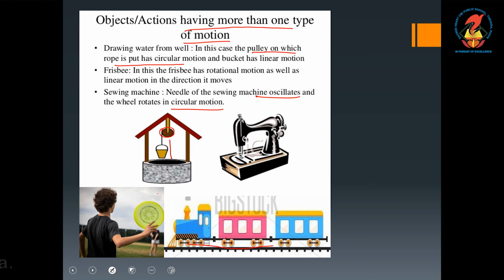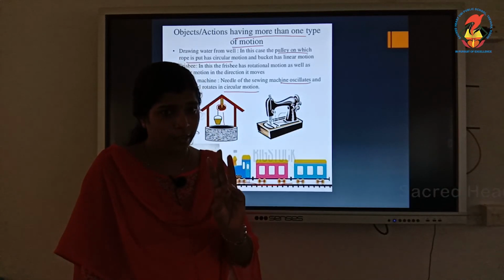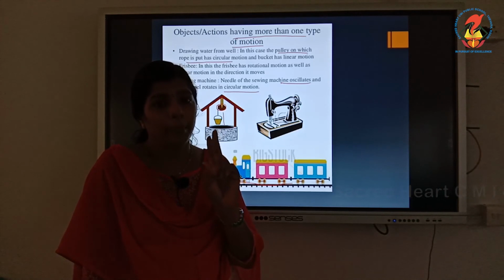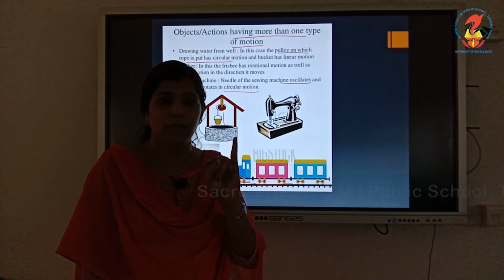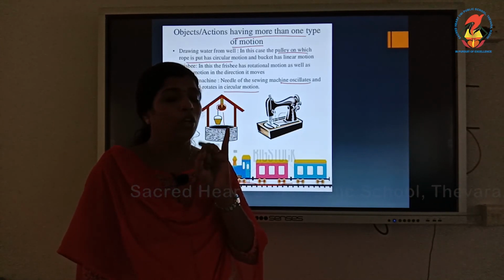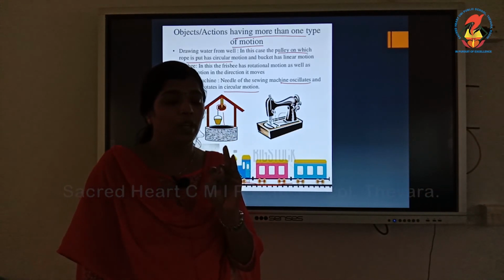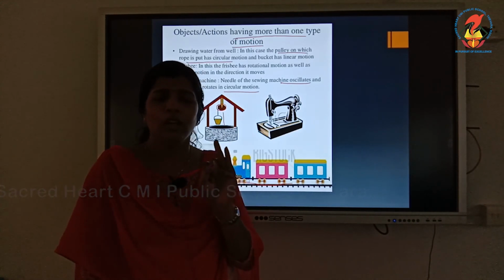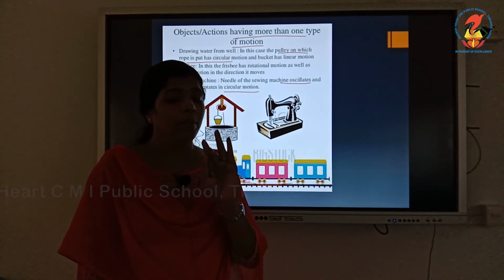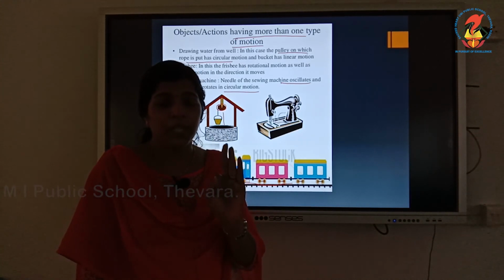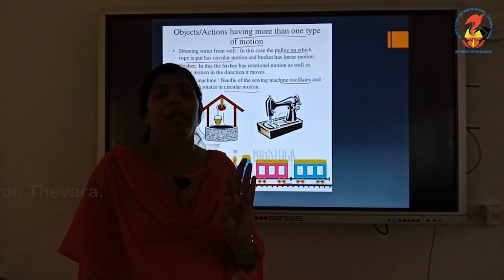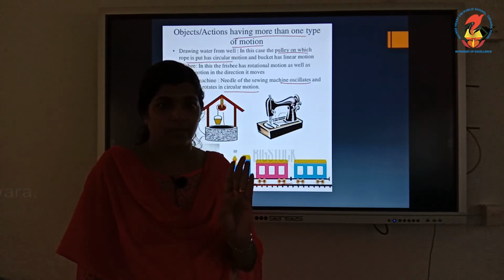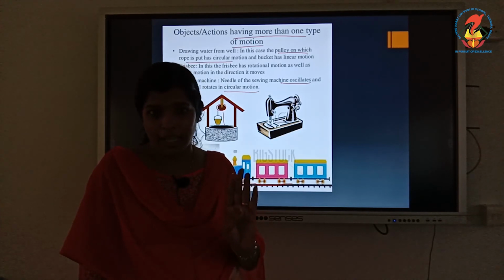Okay. So, that's about types of motion. Four types are there: rectilinear, circular, periodic and rotational. Rectilinear means it will move in a straight line. Circular means it will move along the circumference of a circle or in a circular path. Periodic means that the motion will repeat after some time. Rotational means the object will rotate about an axis.